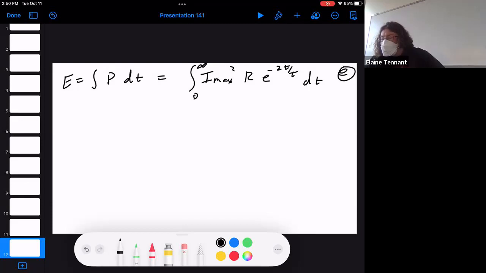Now we're actually going to integrate this. Yes, sorry, I lost my place. But yes, we are actually going to integrate this. So let's start looking at it. This I max and this resistance, constants or variables? Constants.